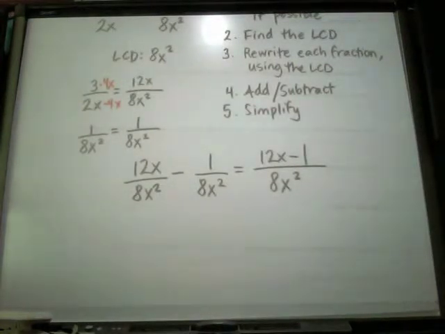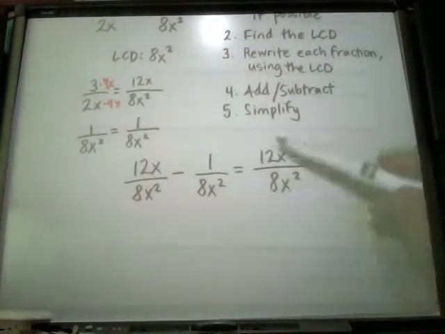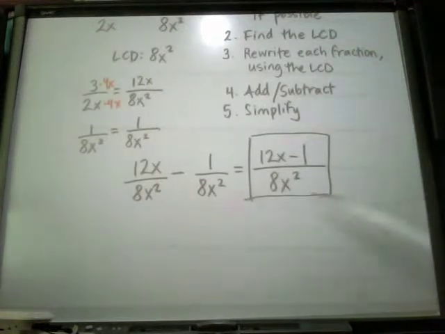Can I factor anything in that numerator? No, I could try to factor out a 1, but that won't help. So in this particular example, we're done. There's nothing more we can do.